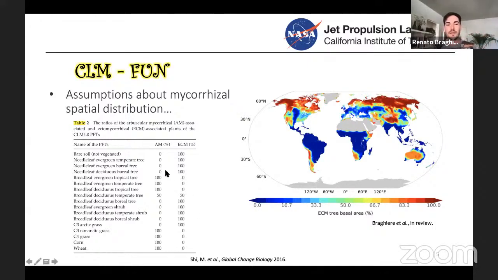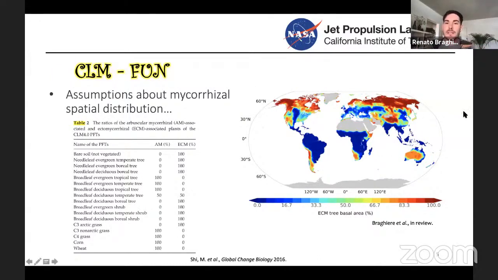So this table is rather like a binary association. It's either one type or the other, except for broadleaf deciduous temperate, where we have a 50-50 split. But when we plot this table using the PFT spatial distribution for the globe, we can see this nice split in how the mycorrhizae is distributed around the world.